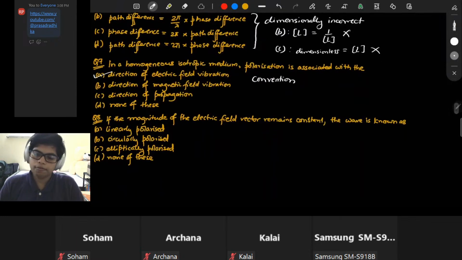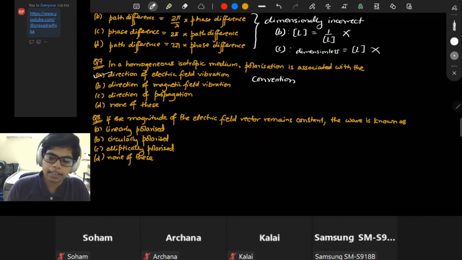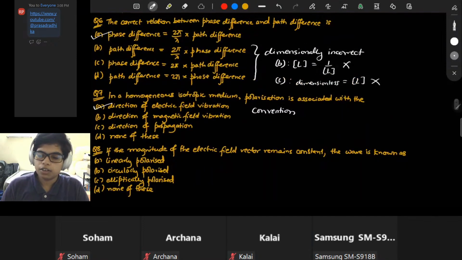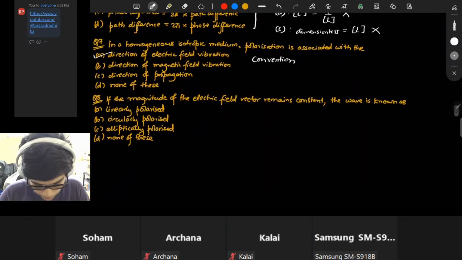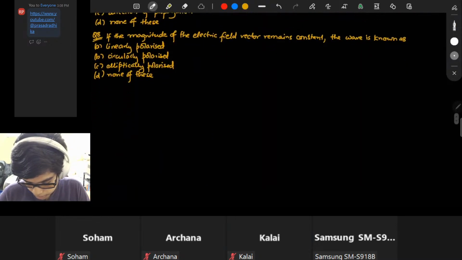So electromagnetic waves consist of electric field as well as magnetic field, but typically most mediums that we have are dielectric in nature and they interact strongly with electric field, whereas most materials that we have are typically non-magnetic in nature, so they do not interact that much with magnetic field. So as a result, it is the convention to use the direction of electric field vibration for polarization. So this was pretty simple.